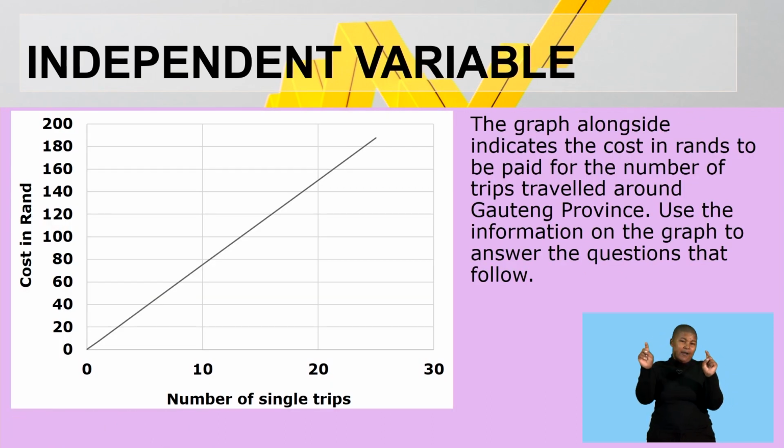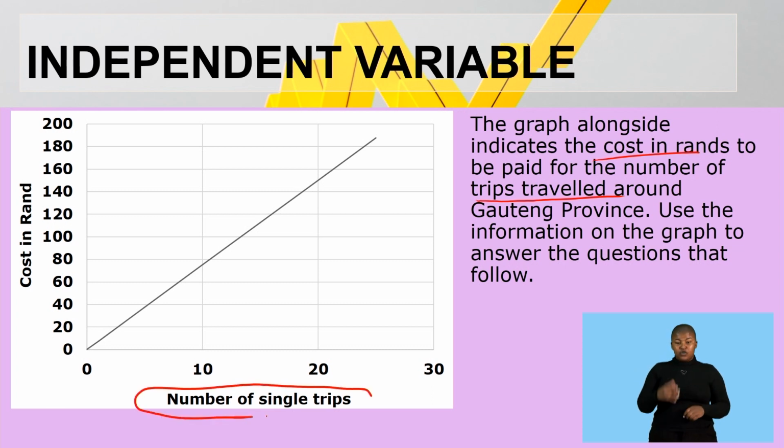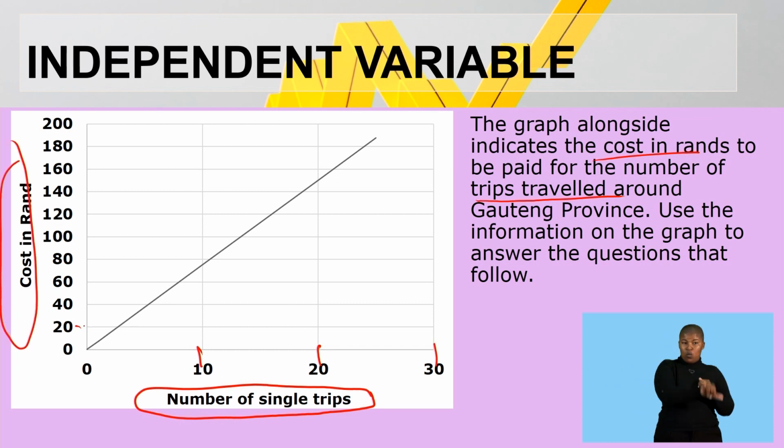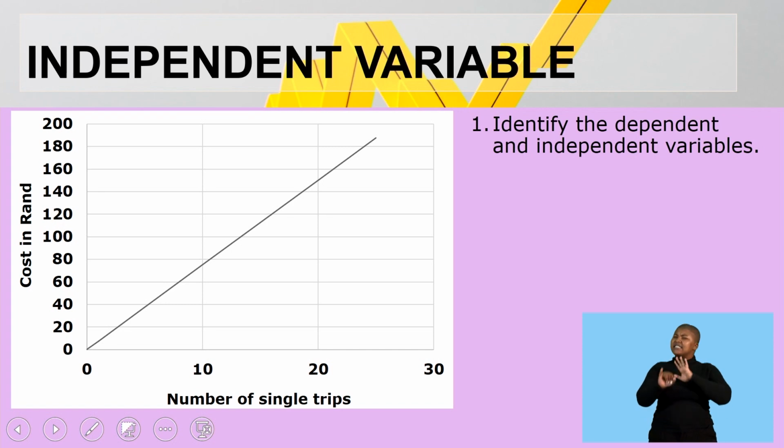The graph alongside indicates the cost in rands to be paid for the number of trips travelled around Gauteng province. Use the information on the graph to answer the questions that follow. So, at the bottom of the x-axis, it shows us the number of single trips. It's 10, 20, 30, etc. And then the cost in rand, 20 rand, 40 rand, 60 rand, 80 rand, and so on. Identify the dependent and the independent variable.